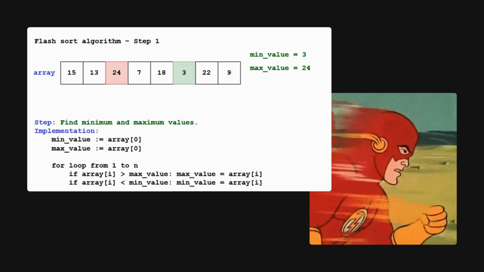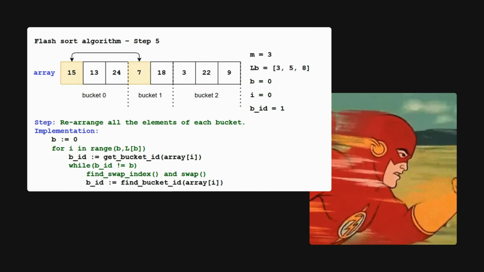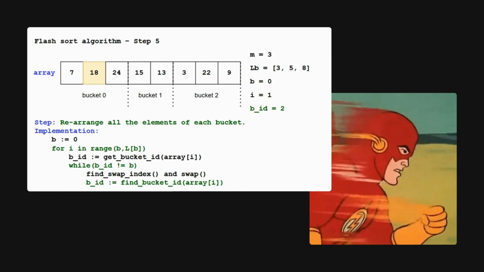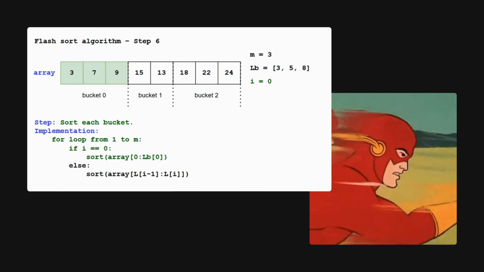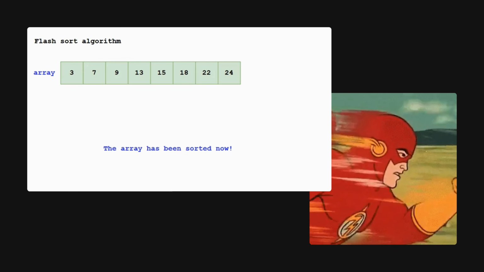Flash sort tries to be clever by guessing where elements belong based on their value. It does an initial distribution of elements into different buckets and then sorts each bucket. It's lightning fast when it works, but it can backfire if the distribution is off.